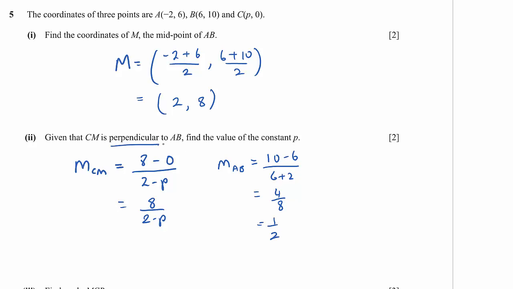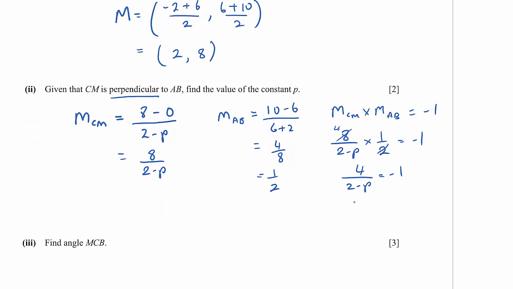Now the fact that they're perpendicular tells me that m_CM times m_AB must be equal to -1. So I've got 8 over 2 take away p multiplied by a half is equal to -1. So a little bit of cancelling here. So I've got 4 over 2 take away p equals -1, which gives me 4 is equal to -2 take away p. 4 equals -2 plus p. p is equal to 6.